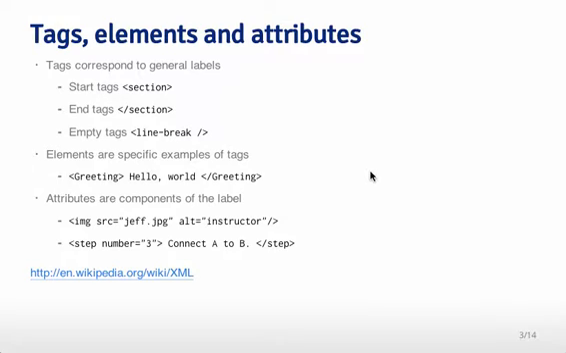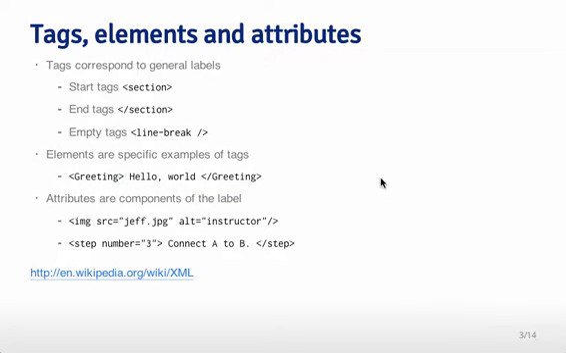Elements are specific examples of tags. For example, one element of the XML markup could be the tag greeting with the end tag greeting over here on the right-hand side, and in between it, the content, hello world.